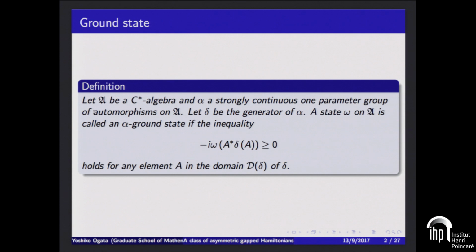Let me first start from ground state. Let A be a C*-algebra, and alpha a strongly continuous one-parameter group of automorphisms on A. Let delta be the generator of alpha. A state omega on A is called an alpha ground state if this inequality holds for any element A in the domain of this generator delta. It may look a bit strange if you see it for the first time, but it has a nice characterization and it's a well accepted notion of ground state.